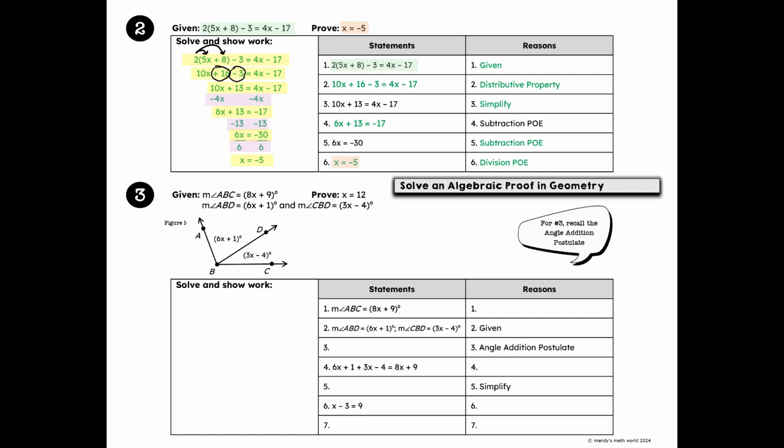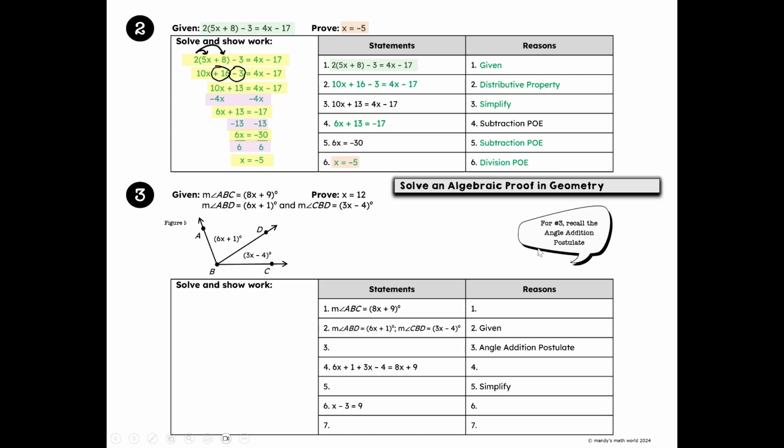All right, let's move on to example number 3, which is more difficult, or it seems more difficult, but let's work our way through it. Okay, so you're given that the measure of angle ABC, that's the entire angle. Both of these angles together, I would get 8x plus 9. Angle ABD is 6x plus 1, and the measure of angle CBD is 3x minus 4. Okay, so if I added both of these two angles together, I would get that entire angle, right? Which is 8x plus 9.